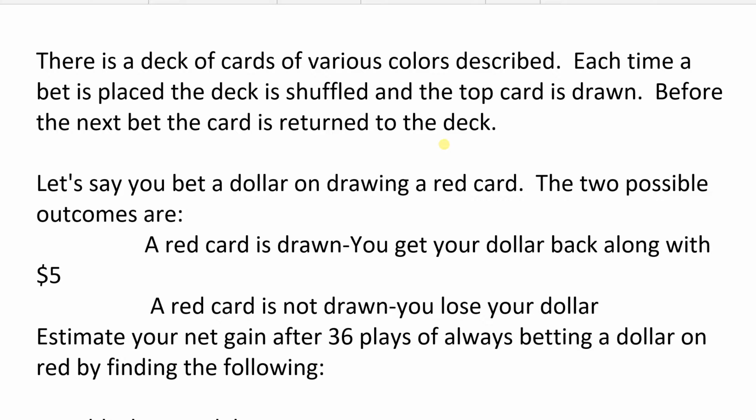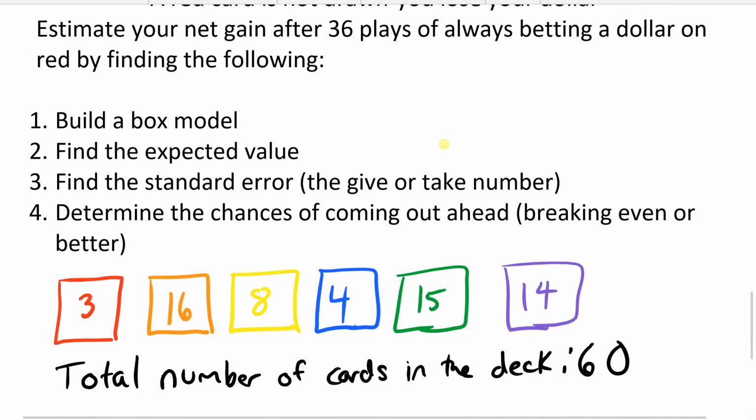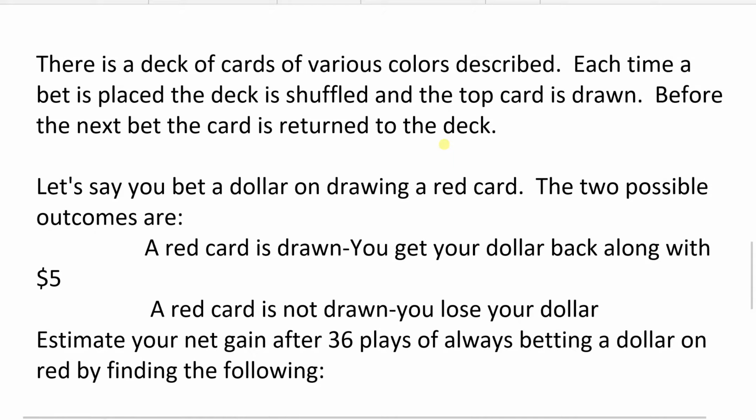So let's say we have a deck of cards of various colors described below. You can see it right here. Each time a bet is placed, the deck is shuffled and the top card is drawn. Before the next bet, the card is returned to the deck. Let's say you bet $1 on drawing a red card.